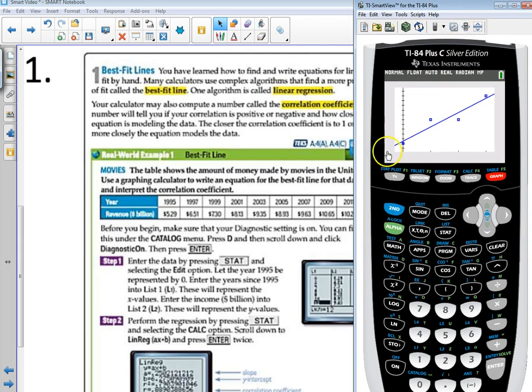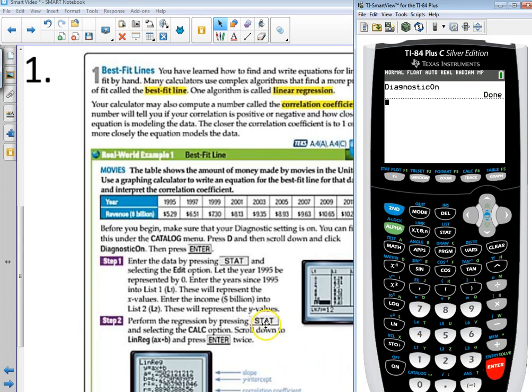So what you do is you need to go to second, and you got to turn on diagnostics on. See this setting right here? So catalog, and then you press the letter D, and then you're going to go to diagnostics on. Turn it on. Oop, I went too far. Hang on. Okay, diagnostics on. If you don't press enter, it doesn't turn on.